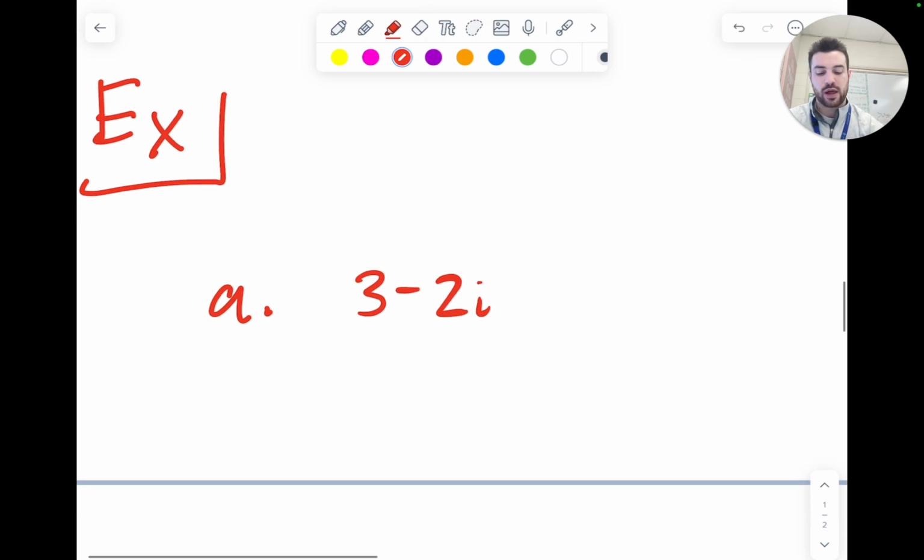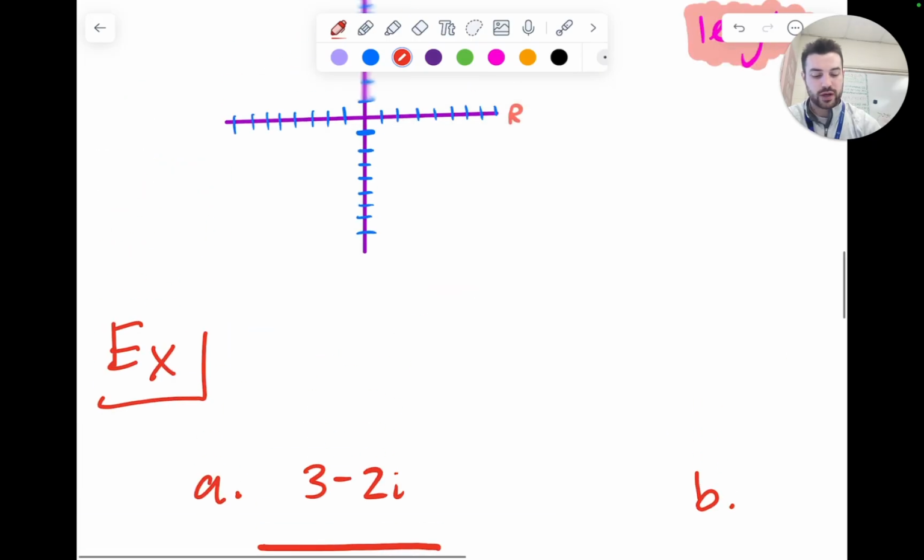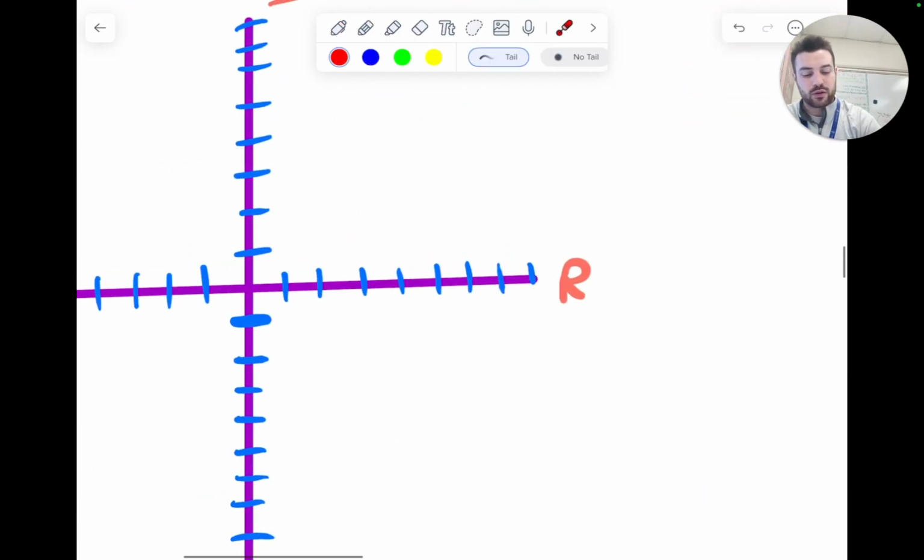Let's say I want to plot 3 minus 2i. So I'm going to go 3 to the right on my positive axis and then down 2 on my imaginary. So I'm going to end right about there.